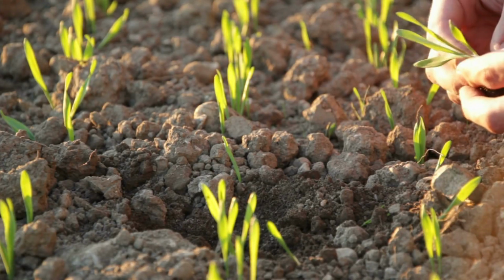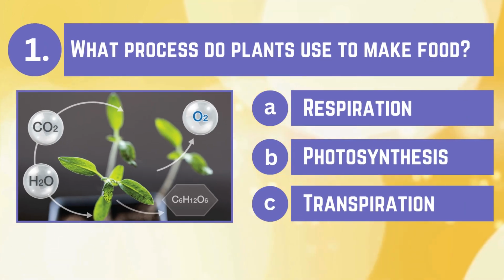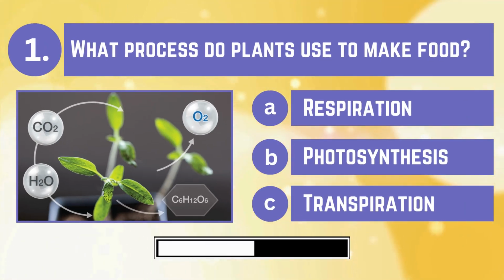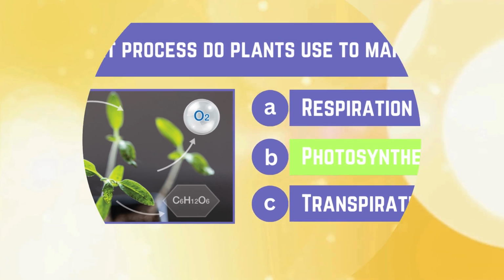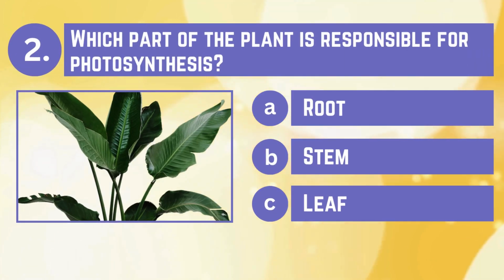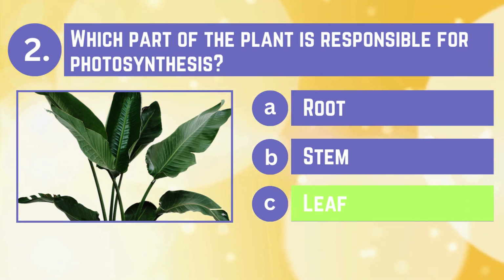Let's start today's quiz on plants. What process do plants use to make food? Photosynthesis. Which part of the plant is responsible for photosynthesis? Leaf.